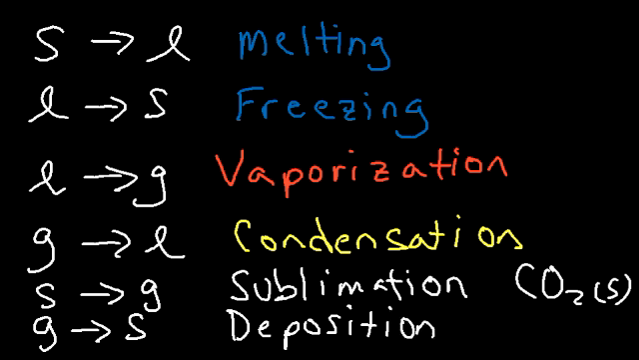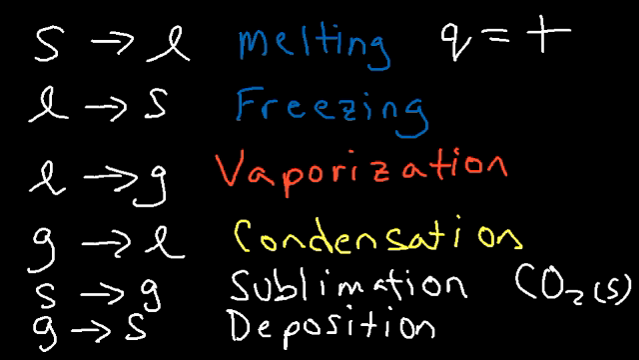Now, which of these processes are endothermic and which one is exothermic? So, melting, is that an endothermic process or is it an exothermic process? So Q, is it positive or negative for melting? Does heat need to be absorbed or should it be released from the system? Well, in order to melt ice, you have to add heat to it, not remove heat. So therefore, melting is an endothermic process because heat has to be absorbed.